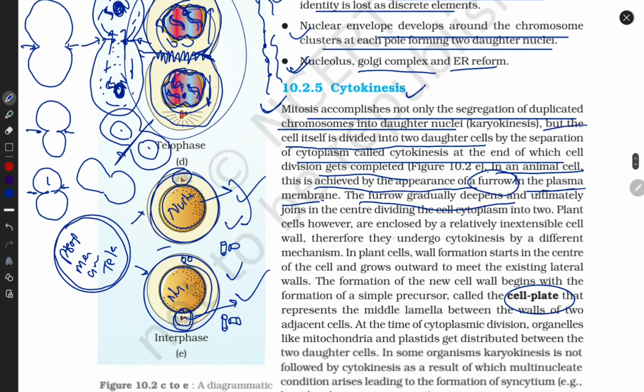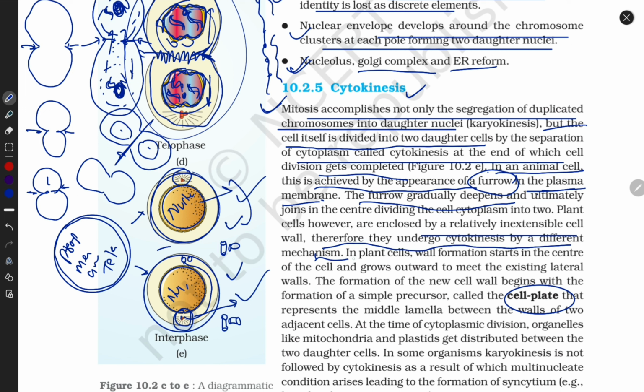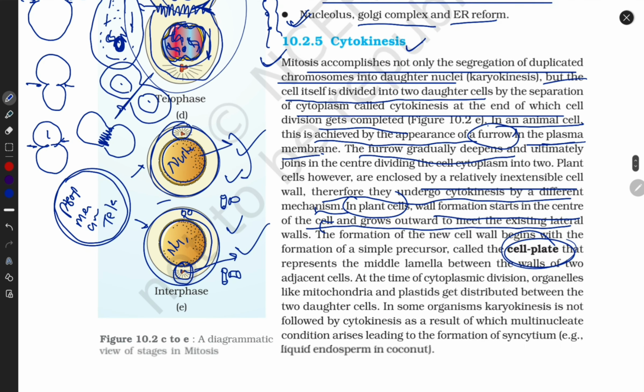Cells enclosed by a relatively inextensible cell wall undergo cytokinesis by different mechanisms. In plant cells, wall formation starts at the center of the cell and grows outward to meet the existing wall. They form a cell plate. Plant cells make a cell plate because they have a hard cell wall. Animal cells do not contain any cell wall, but plant cells contain a cell wall. A furrow is easy in animal cells because they have a plasma membrane, but a furrow is not possible in plant cells because they have a cell wall, guys.